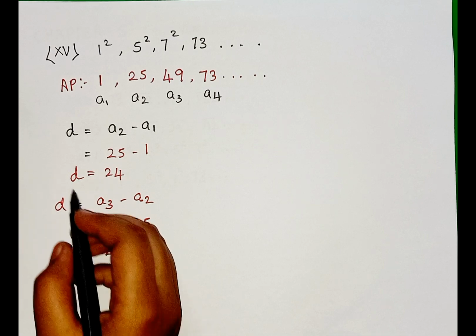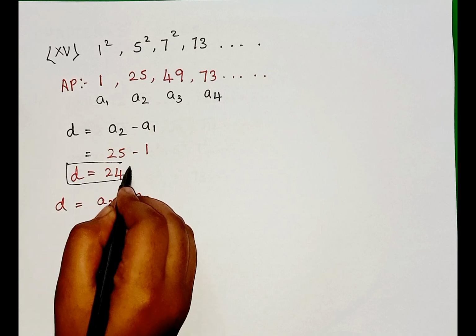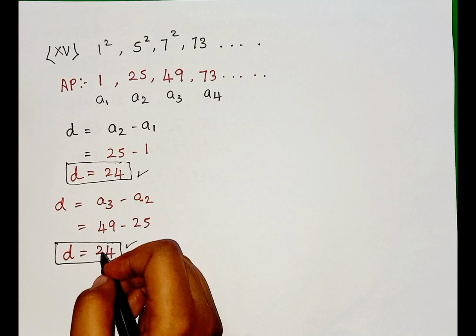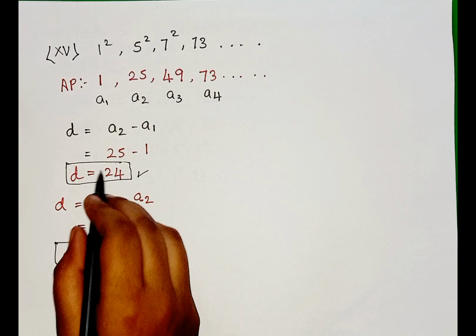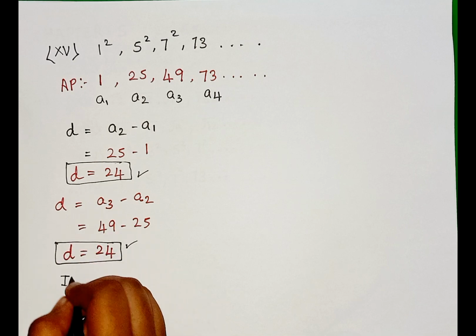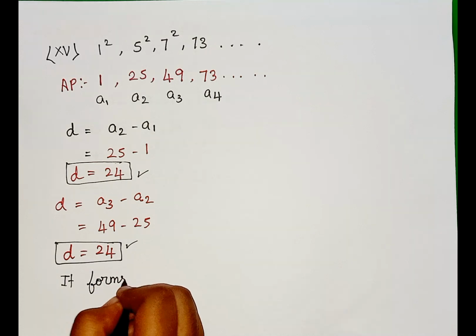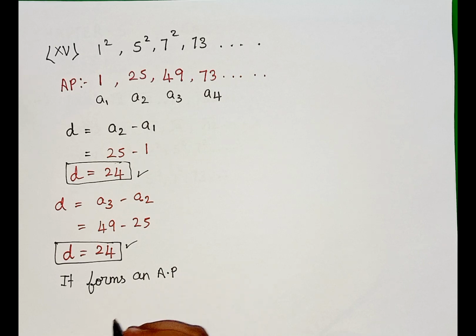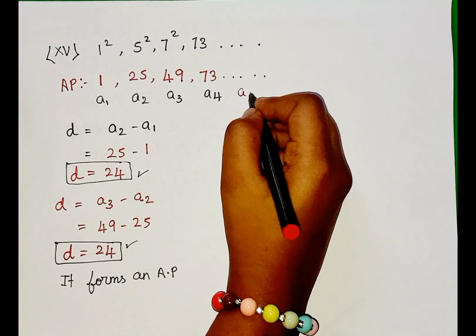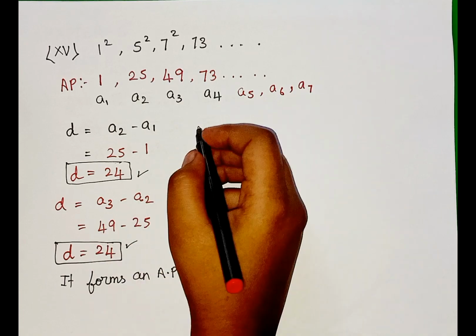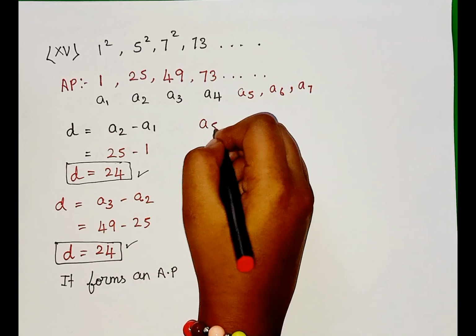So here when you check it out, we got the D value, isn't it? For both the common differences, we got 24. I mean, we got the same values, isn't it? So since we got the same value, we can write it forms an AP. I just told you guys, according to the fourth question, if it forms an AP, then we are supposed to find the 3 more terms. So what are the 3 more terms? A5, A6, and A7.